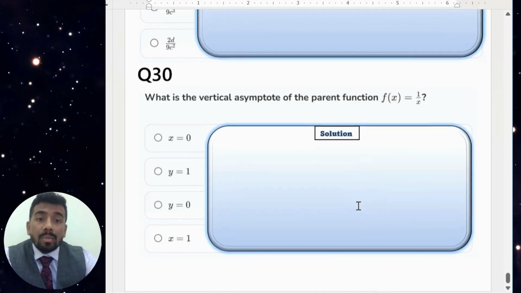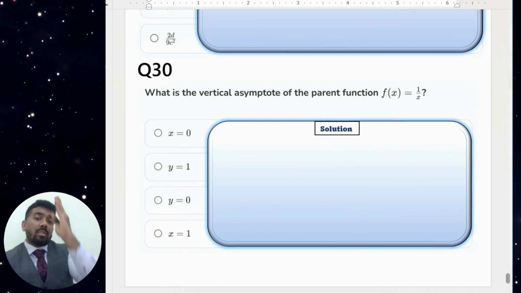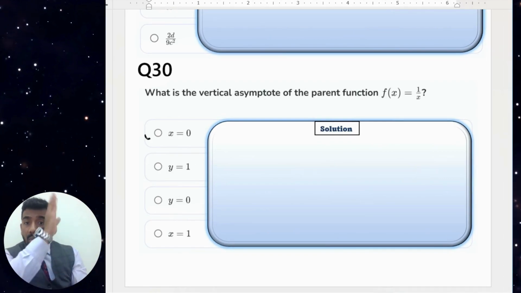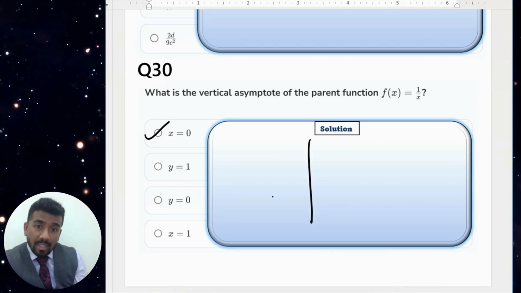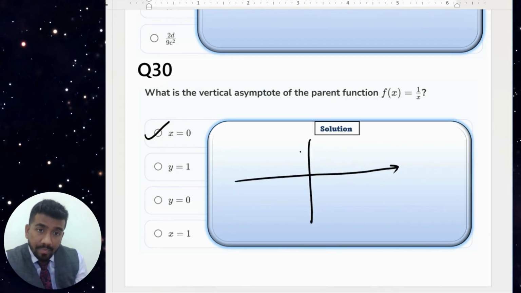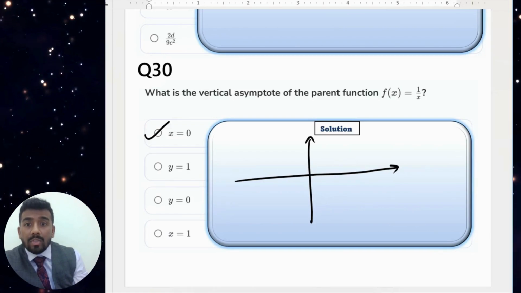Next, what is the vertical asymptote of the parent function? Again, vertical asymptote, I've told you, the one with the y-axis, that is x equals 0. So that's your vertical asymptote. So that's the answer.